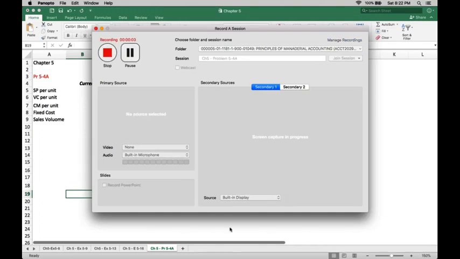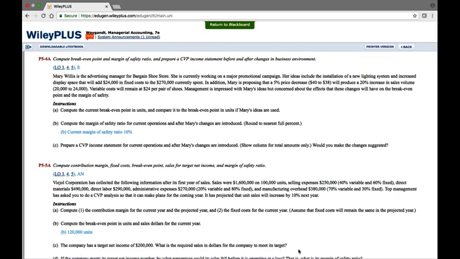Let's get started with our last exercise problem within Chapter 5 and see what information has been given to us and what we've been asked to do. So in problem 5-4a, we're told that Mary Wills is the advertising manager of a bargain shoe store. She is currently working on a major promotional campaign. Her idea includes the installation of a new lighting system and increased display space that will add $24,000 in fixed cost to the $270,000 currently spent.